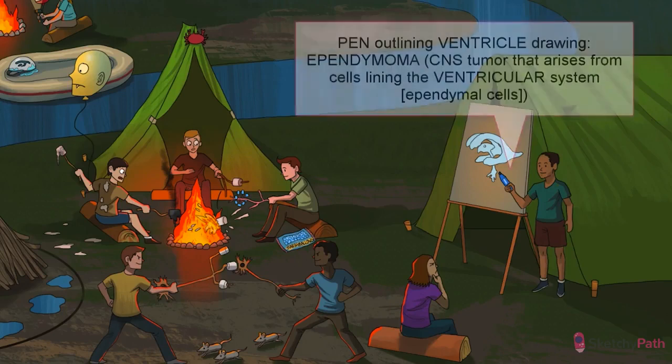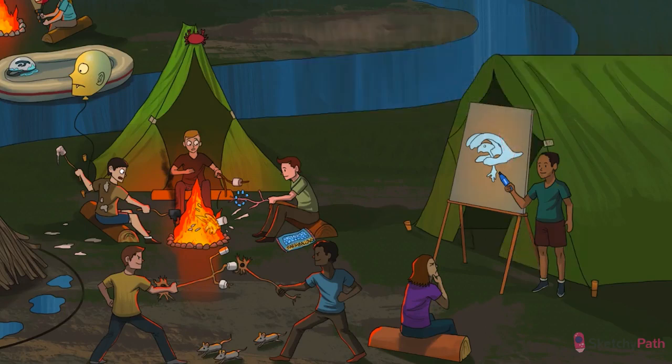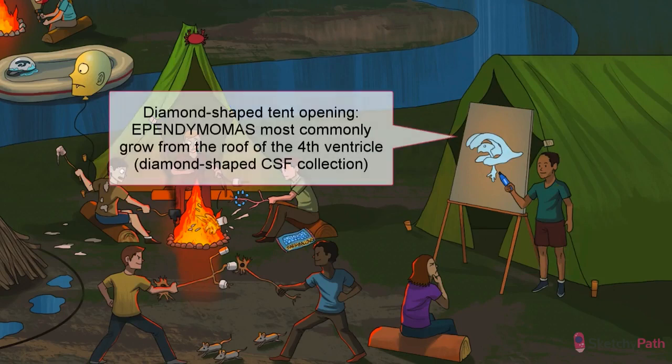The third most common CNS tumor in children, ependymomas, are tumors arising from the cells that line the ventricular system. It's like this ependymoma pen outlining the ventricle drawing. Ependymomas are typically diagnosed between 2 to 5 years of age. Since ependymomas arise from ependymal cells, which line the ventricles and central canal of the spinal cord, ependymomas can be found anywhere along the ventricular system. However, ependymomas most commonly grow from the roof of the fourth ventricle. So not only is he pointing to that fourth ventricle, again, we've depicted the cross-section of the fourth ventricle with that diamond shape in the opening of the tent.